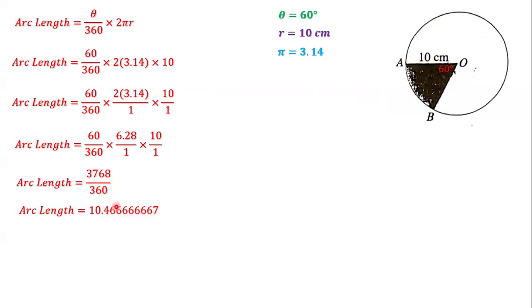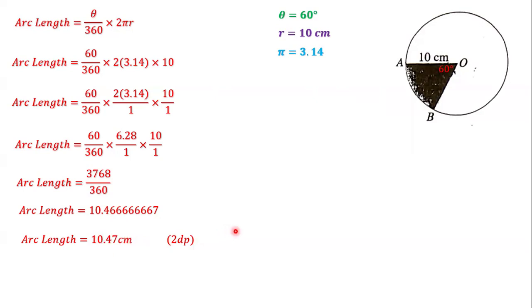And when we divide these two, we get 10.4666666, and so on, ending with a 7. Now, if we were to write this arc length correct to 2 decimal places, we look at the digit 6, and once it's greater than 5, we can round up. And so it's going to be 10.47 centimeters. So the arc length correct to 2 decimal places is 10.47 centimeters.